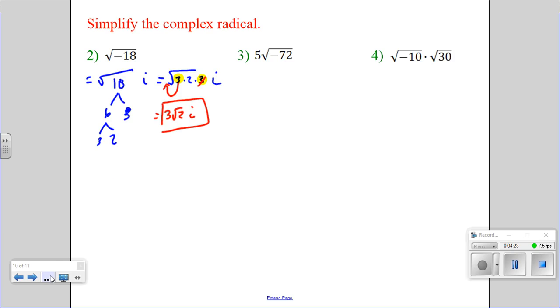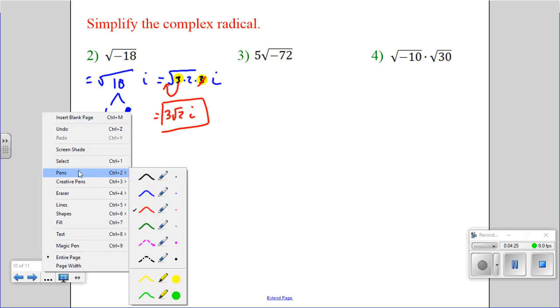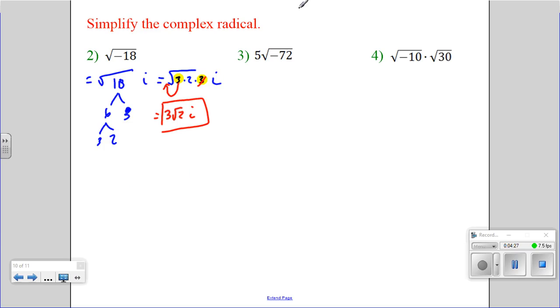Let's do number 3. So we have a 5 outside already. It's going to stay outside for now, but we now know that negative 72 under there is going to turn into 5 square root of 72, and then i. Now we need to simplify 72 under the radical sign. So again, let's do it on the side.